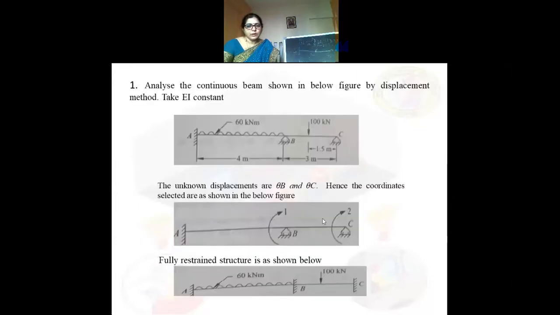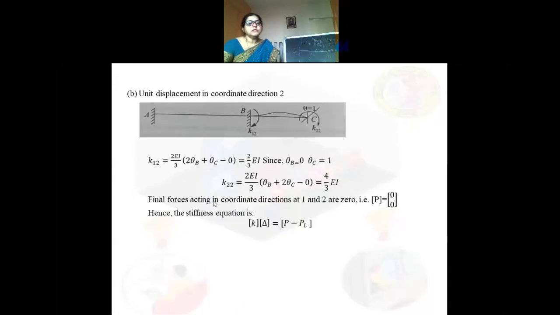Do we have any moment or a couple or a unit force, any point load exactly at support B or support C? No. So the final forces acting in the coordinate direction at 1 and 2 are 0. We do not have any external forces at coordinate 1 or coordinate 2 or external couple at coordinate 1 and 2. So therefore P, the final forces, is equal to 0, 0.